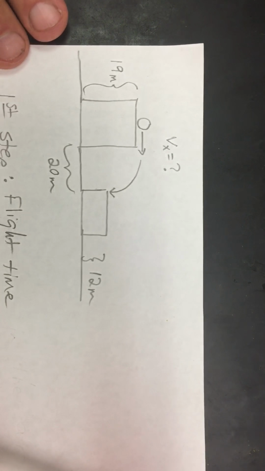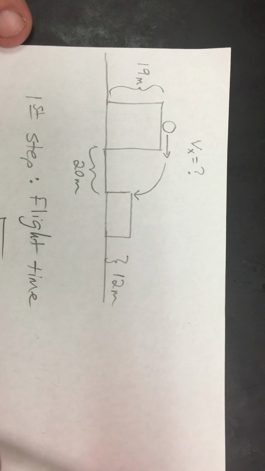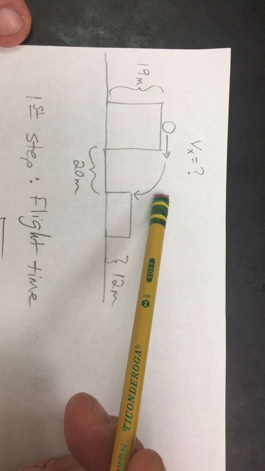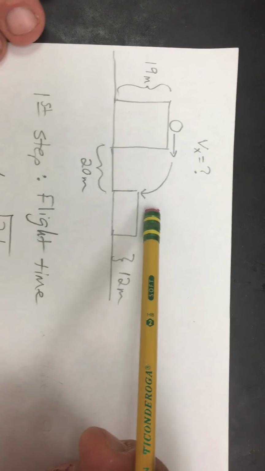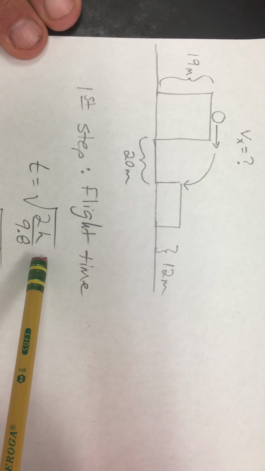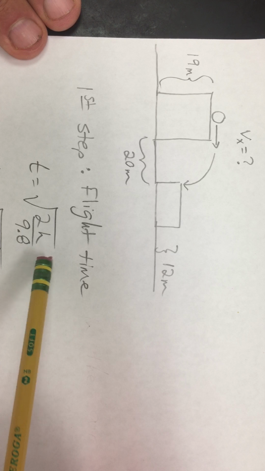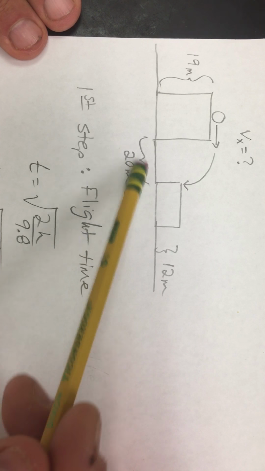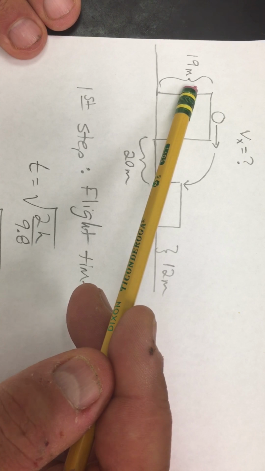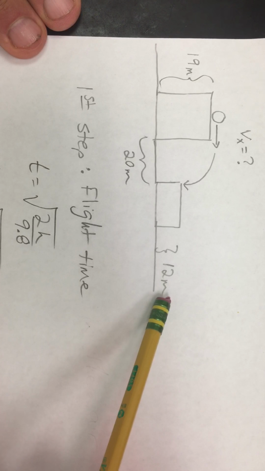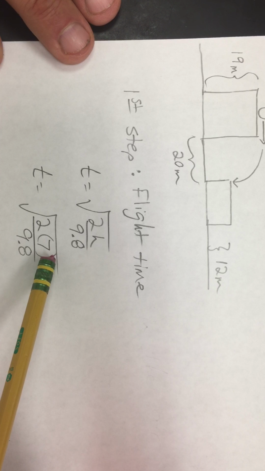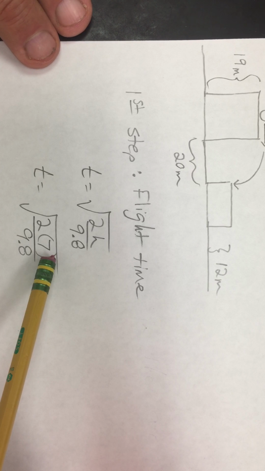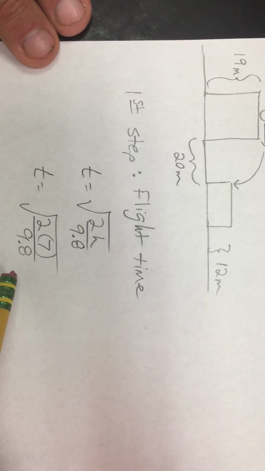The first step is to find the flight time. The bigger the difference in the two buildings, the longer it's going to be in the air. So when we do the flight time equation, the h here is the difference in the two buildings. This building is 19 meters. This building is 12 meters. So it's going to fall a distance of 7 meters, and that's what we put in for the h. Do the math here, and you'll get 1.2 seconds.